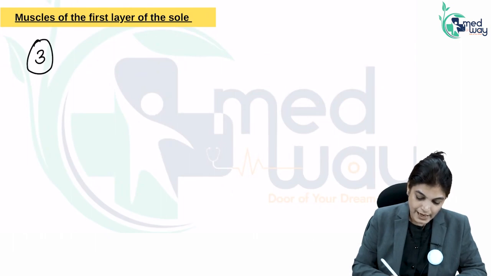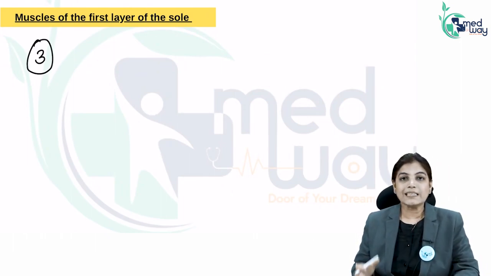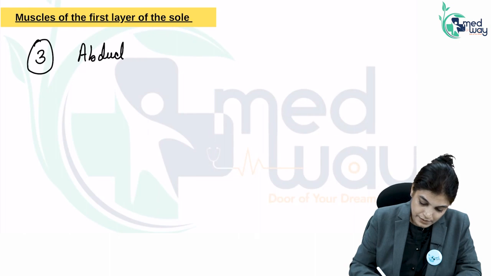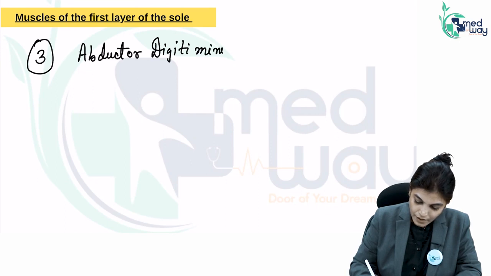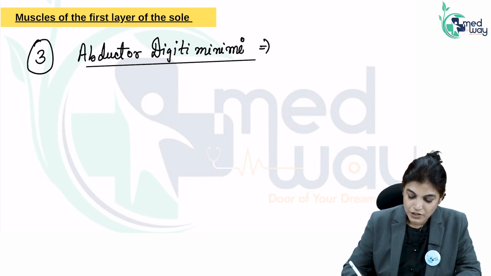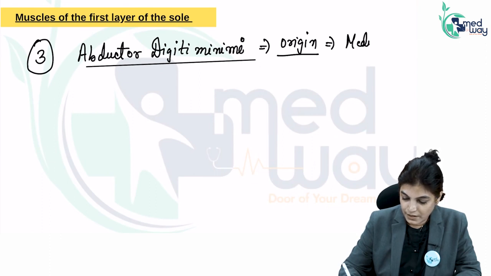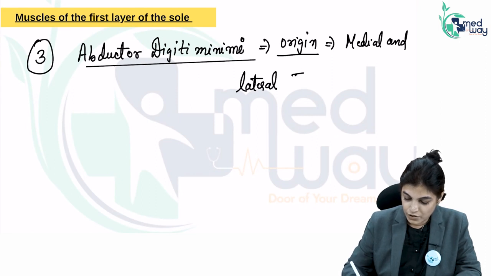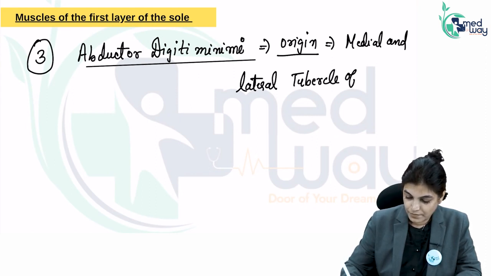The third muscle in this category of the first layer is abductor digiti minimi. Now, if we talk about the origin of abductor digiti minimi, it is originating from the medial and lateral tubercle of calcaneum.